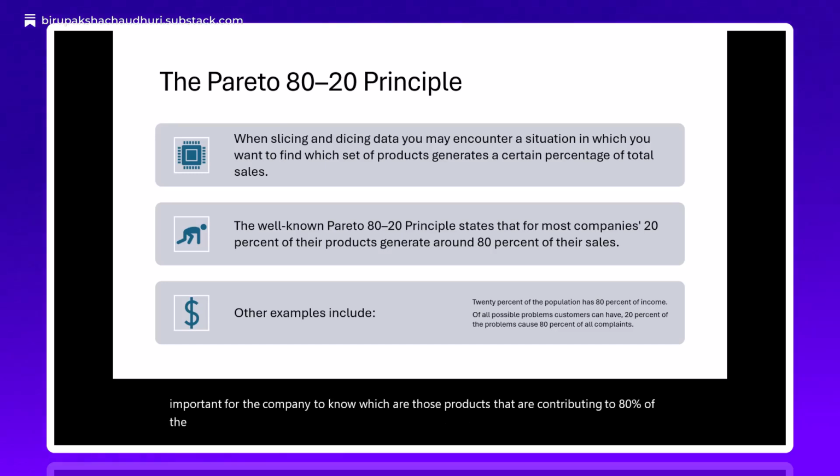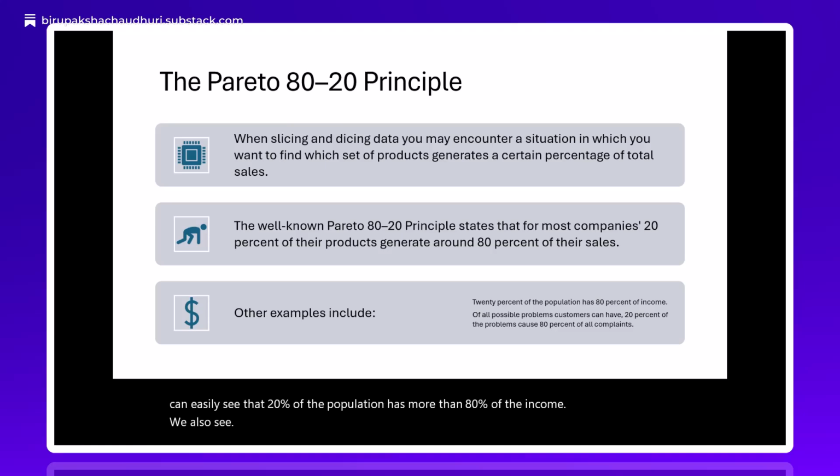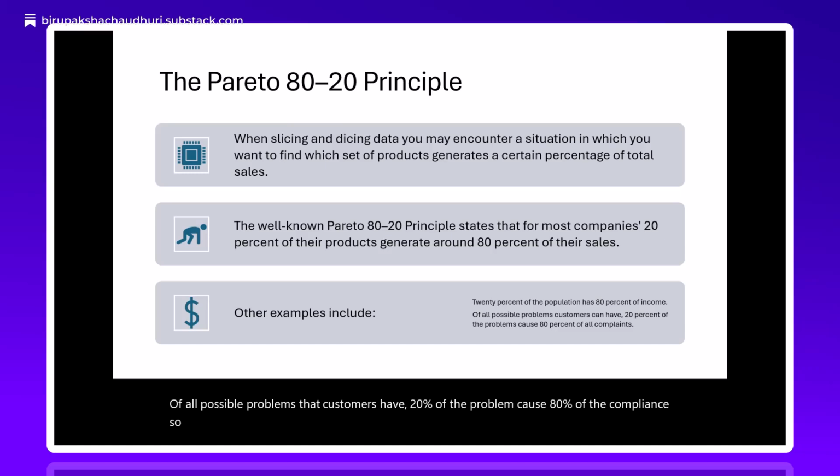We see Pareto's principle playing out everywhere. We see it in our society, where 20% of the population has more than 80% of the income. We also see that of all possible problems that customers have, 20% of the problems cause 80% of the complaints. So therefore, this is a general observation that we see in almost all fields of business and society.